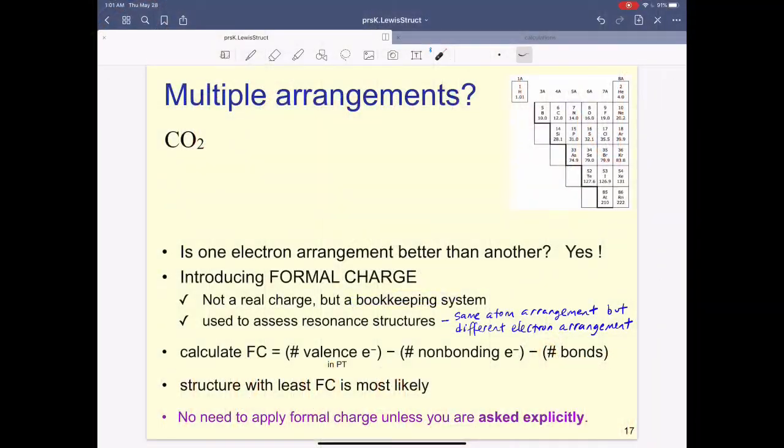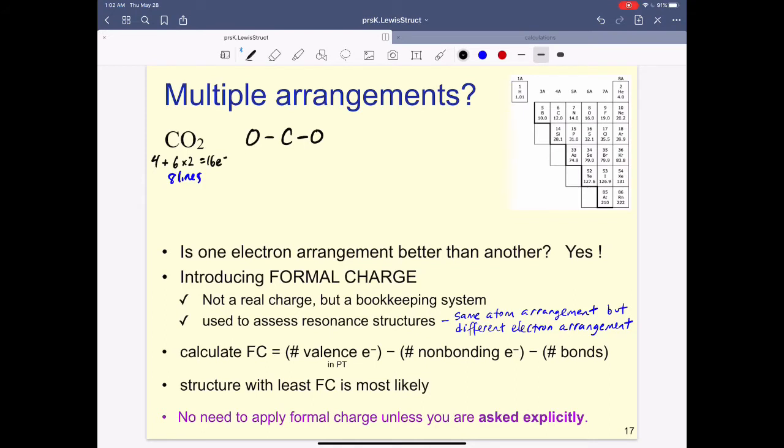Now let's take a look at carbon dioxide. 4 plus 6 times 2 adds up to 16 electrons, 8 lines. We'll put carbon in the middle since oxygens generally won't bond to each other in a compound.